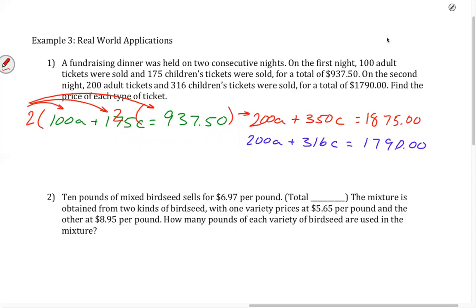Now, do you see how the A's are lined up? I subtract, get rid of my A's. And that's going to give me 34C equals $85. And then you can divide it out from there. But you weren't wrong, right? Just sometimes there's an easier way.